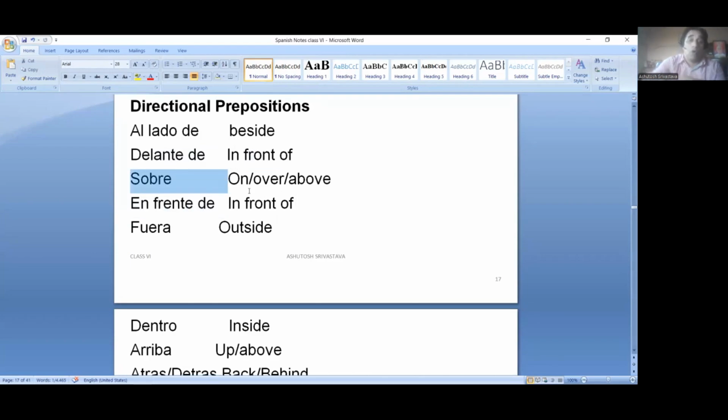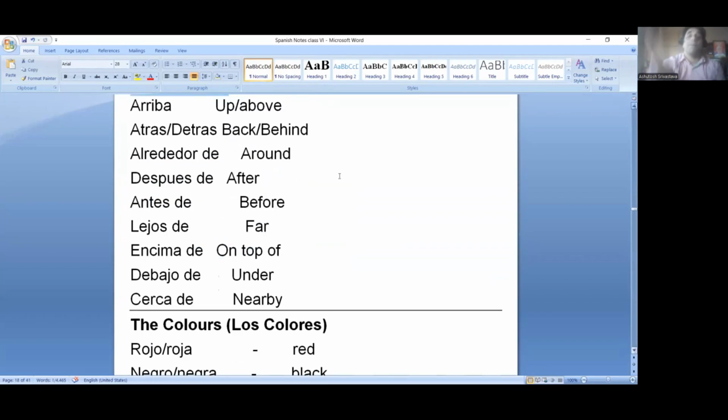Sobre. If someone is on or over the surface or above, then we say sobre. Outside, fuera. Inside, dentro. For the word up or above, we say arriba. Someone is at my back or someone is behind me. Then we say atrás de or detrás de. Around, alrededor de. After, después de. Before, antes de. Far, lejos de. On top of something, encima de. Under something, debajo de. Nearby, cerca de.